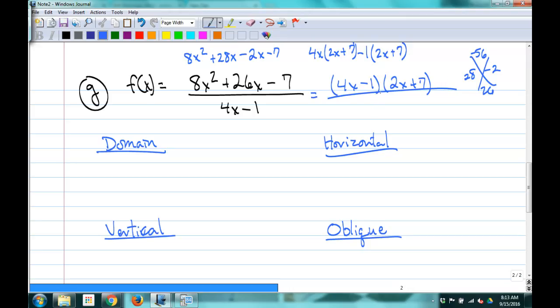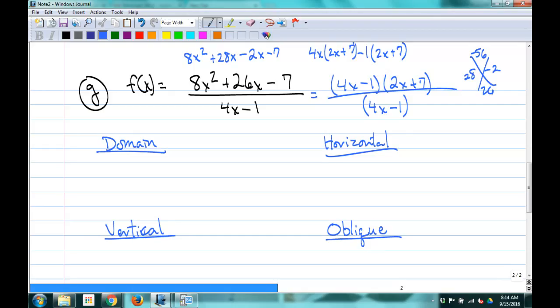over 4x minus 1. That's what's going to happen, but we cannot cancel it yet. All right. Now, we got to find our domain first. And the factored form of the denominator helps us find that. It's already factored; there wasn't any factoring to do in the denominator.